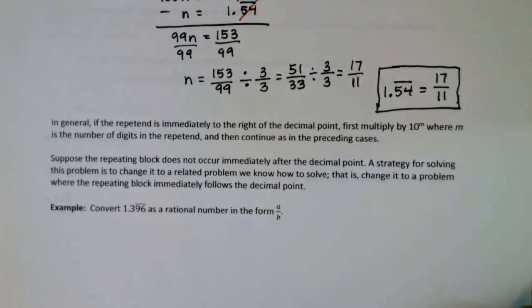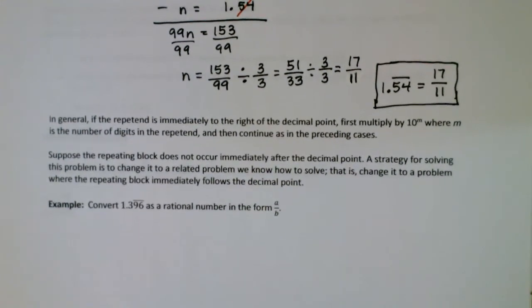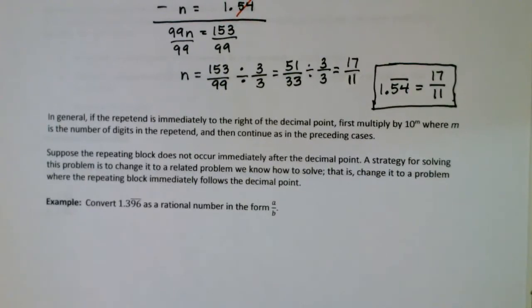Now let's suppose that the repeating block does not occur immediately after the decimal point. So here we're going to need a strategy for solving this problem by changing it to a related problem we know how to solve. That is, change it to a problem where the repeating block immediately follows the decimal point.